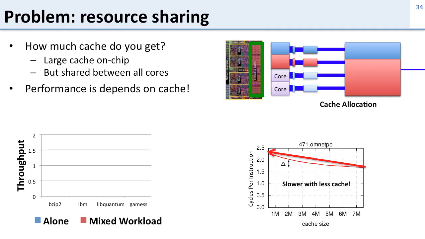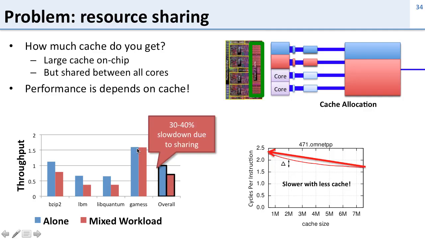Here I've got 4 programs that I'm going to run on a multi-core processor. When I run them alone, they get this throughput, or this performance. When I run them together, their performance gets hurt. You can see these 3 applications run noticeably slower. This application runs only a teeny bit slower. But overall, we have a 30 to 40% slowdown due to sharing the cache. So this is another problem with multi-core processors. We share the cache on the chip, which makes it hard to know what our performance is going to be.